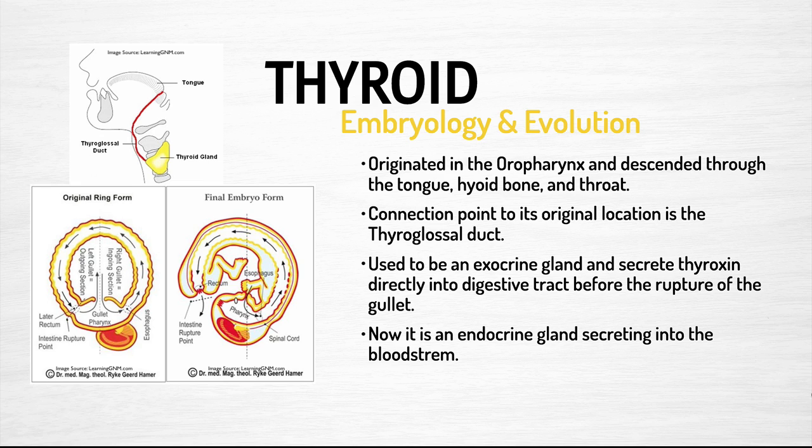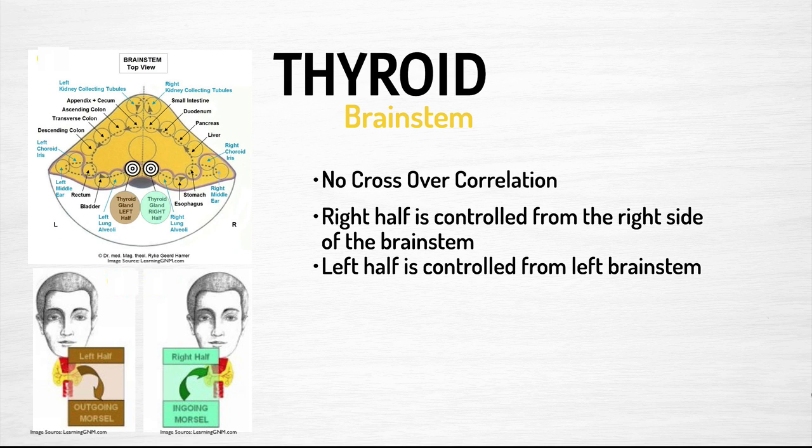Now the relevance of that for the thyroid is that instead of just excreting thyroid hormone into the digestive tract, now it's an endocrine gland and it secretes it into the bloodstream. If you look over on the left-hand side, that is a top view of the brainstem, and you can see the different control centers go around in that counterclockwise formation from right to left. And you can see the thyroid gland is on the right side, right there at the center. The right half of the thyroid gland is controlled from the right half of the brainstem. So there is no crossover correlation with the brainstem related organs. There is a crossover correlation you'll see later on with the cerebral cortex.